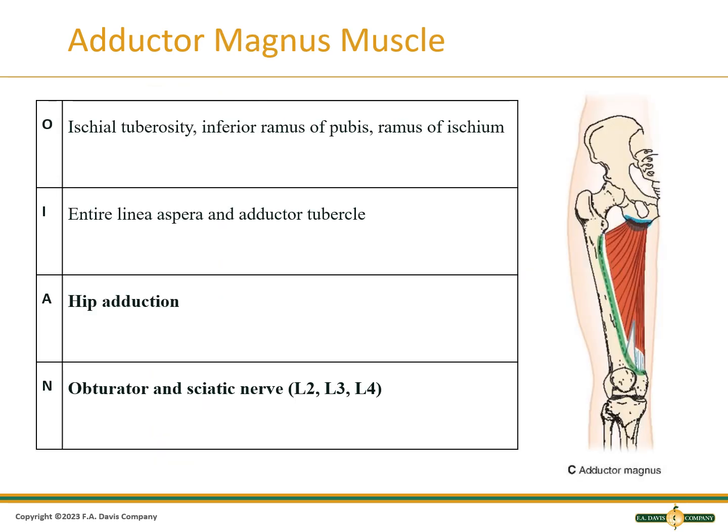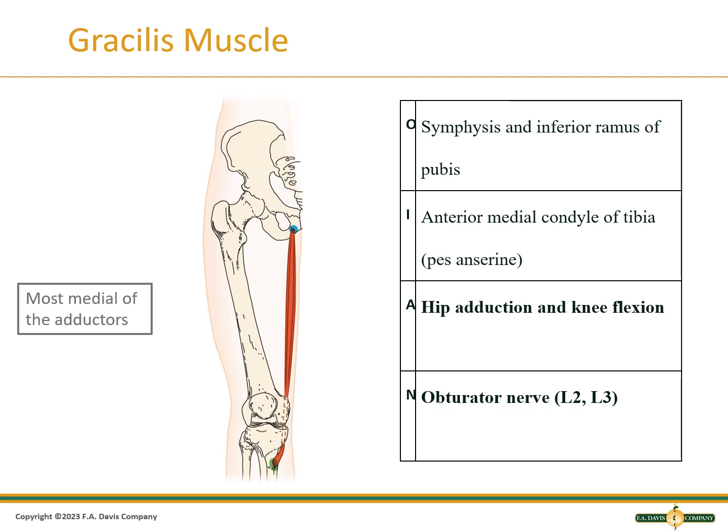Adductor magnus. So magnus means big, right? So magnus is so big that it has to be innervated by two nerves, both the obturator nerve and the sciatic nerve. And we can remember the sciatic nerve's involvement because it originates partially from the ischial tuberosity, which is the same place that our hamstrings originate from, and our hamstrings are innervated by the sciatic nerve. Adductor magnus is again an adductor muscle because it has adductor in the name, so it contributes to hip adduction. Adductor magnus is also the longest and deepest of our adductor muscles.